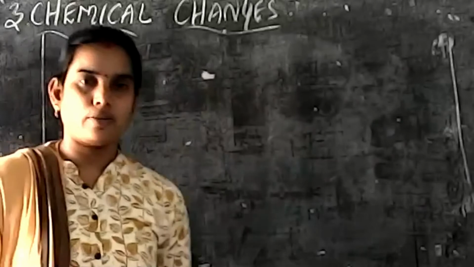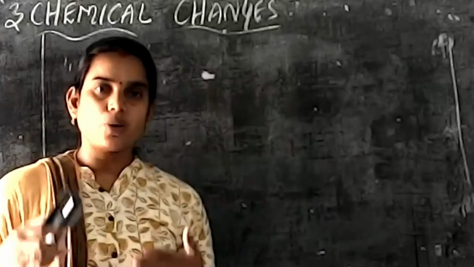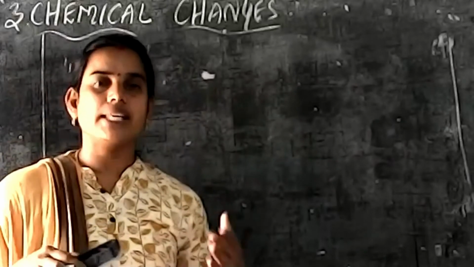So what is meant by electroplating? Electroplating means coating of one metal using another metal.